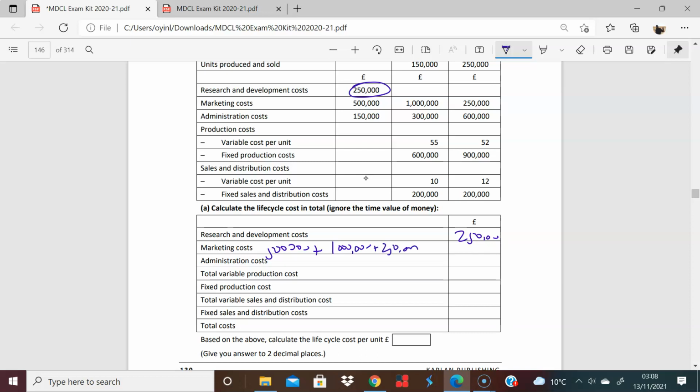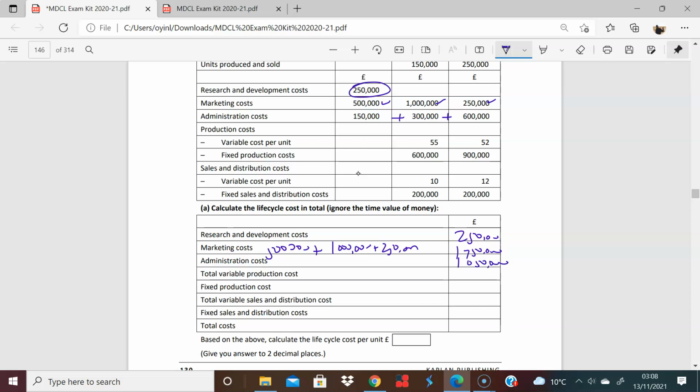And adding these together gives you 1,750,000. All done. All your admin costs are, of course, all of these added together. So that's 900,000, and that's 1,050,000.